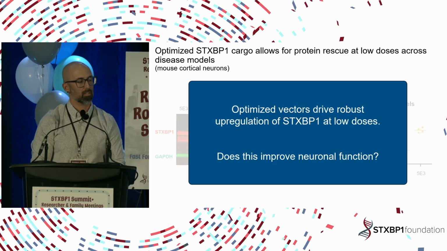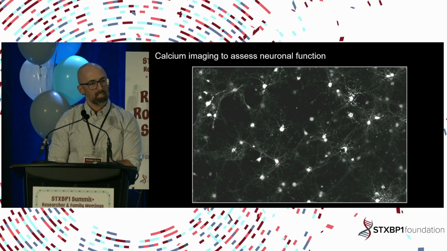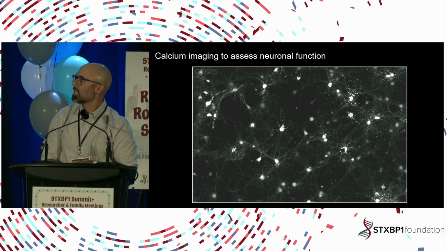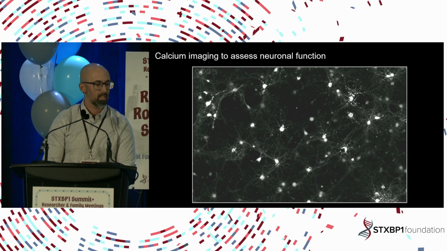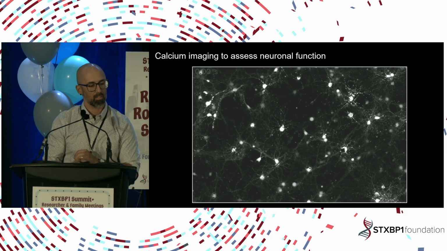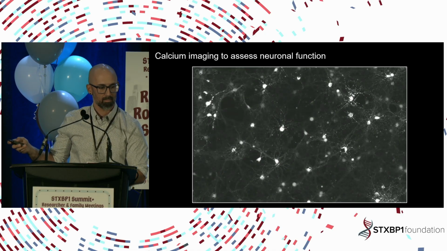Does this improve neuronal function? The way we've gotten at that is calcium imaging, which we've seen in a few talks today, where if this will play, the brighter the neuron gets, the more active the neuron is, maybe. There we go.